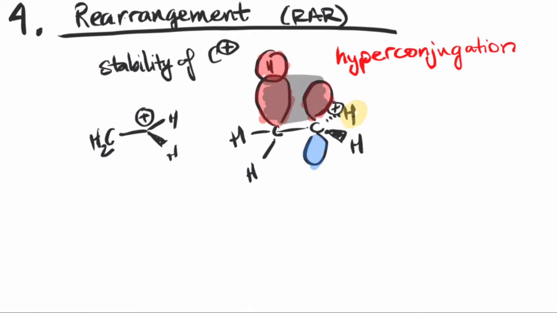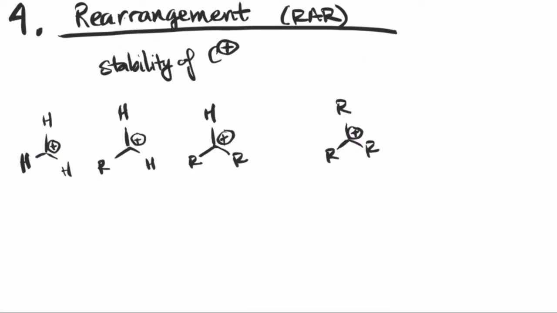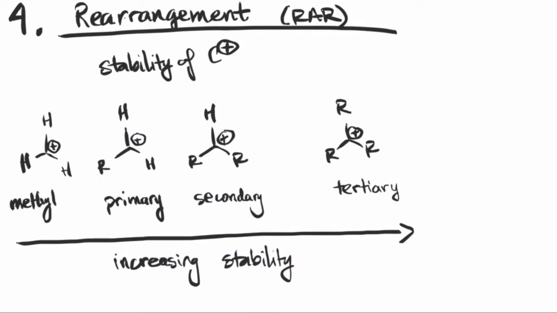So it turns out there's a hierarchy of stabilization between different types of carbocation. So if you are a simple methyl group, there is no hyperconjugation, you are very unstable. With increasing amount of alkyl substitution, you will have more and more hyperconjugation and therefore more stabilization.